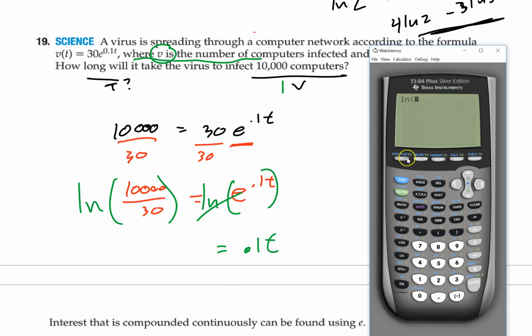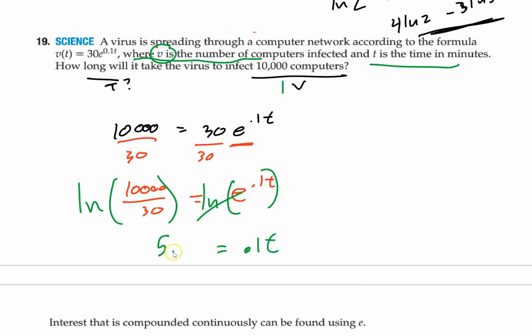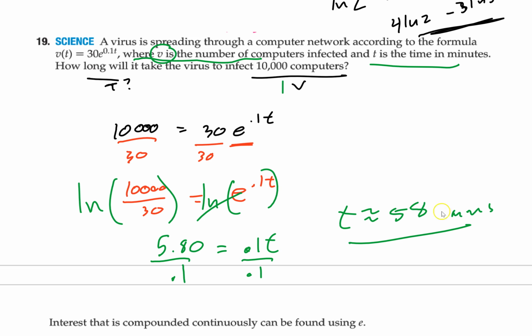Turn it on every single time, bane of my existence. Let's do natural log of 10,000 divided by 30, all one log. And I get, let's round to the nearest hundredth, 5.8. And then I get t by itself, so divide by 0.1. That should move over the decimal one spot. It's going to give you t is roughly 58 minutes. So in less than an hour, it's going to affect 10,000 computers. Isn't that virus a pain in the butt?